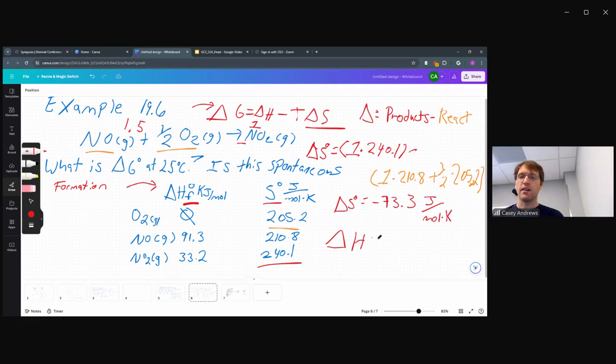All right. Please calculate delta H naught for me then, based on what I did for delta S. See if you can follow along for delta H naught.